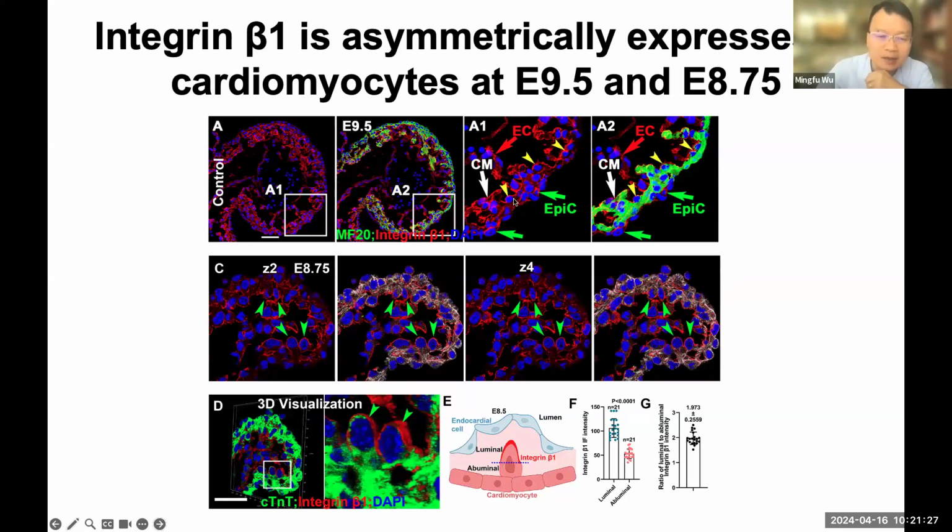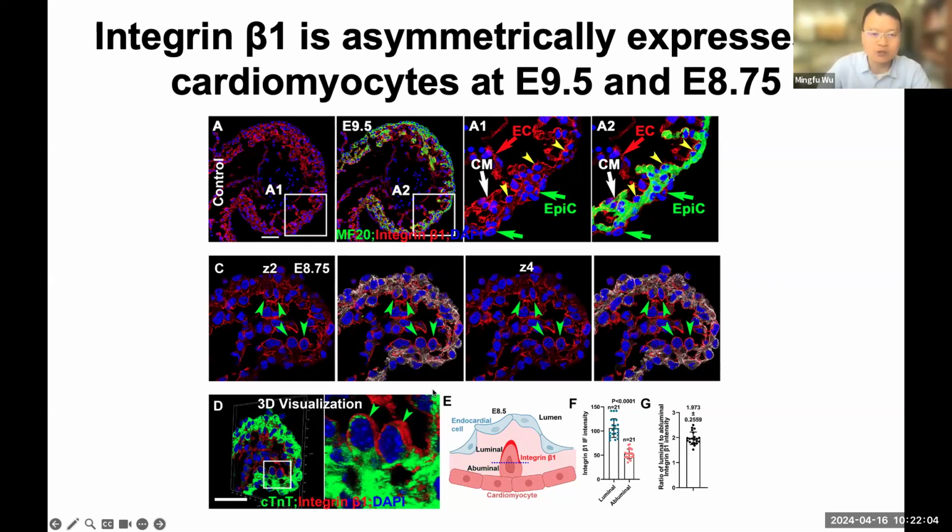As you can see, if you pay attention to the expression pattern, they display an asymmetrical pattern indicated by the yellow arrowheads here. You can see these cells display an asymmetric pattern that is enriched in the luminal side of the cardiomyocytes. And if we examine the distribution at the early stages, such as E8.75, you can see a different section of the heart here. All these cells indicated by the green arrowhead show asymmetric distribution here. Again, they're enriched in the luminal side.